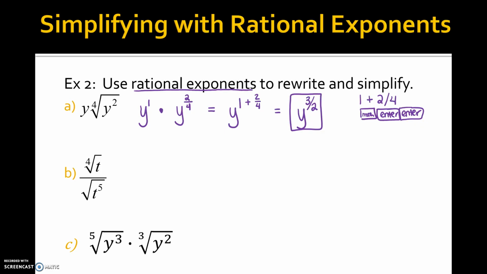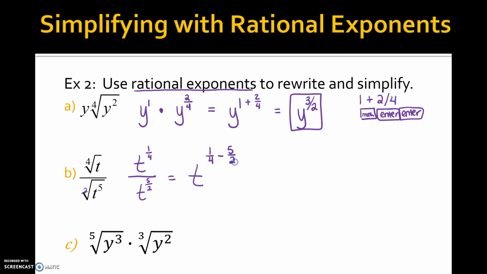Okay, B, first thing we need to do is rewrite this using rational exponents. So 4th root of t is t to the 1/4. On the bottom, what index does this radical have on the bottom? A 2. So this is t to the 5/2. When we have division, we subtract the exponents.